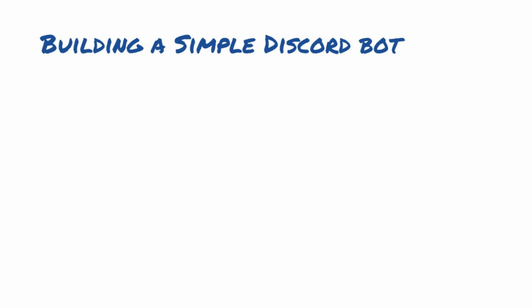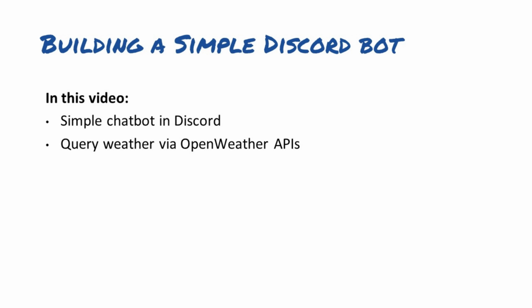Hey everyone. In today's video, we're going to take a quick look at how to build a bot in Discord. And we're going to be using the OpenWeather APIs to build a bot that's going to be able to query the current weather based on whatever zip code you provide it.